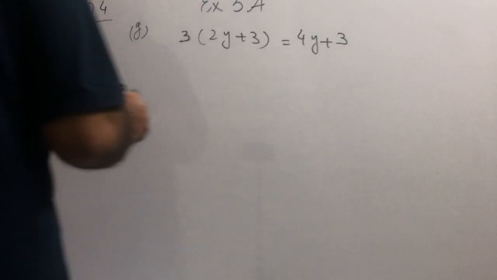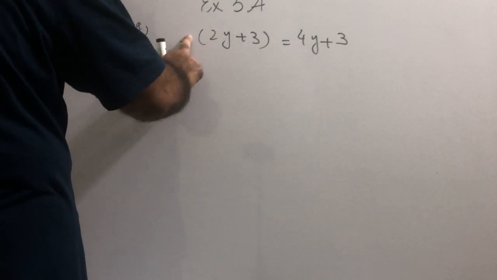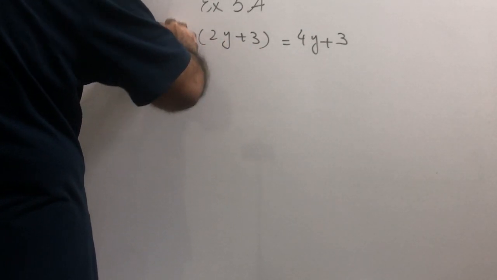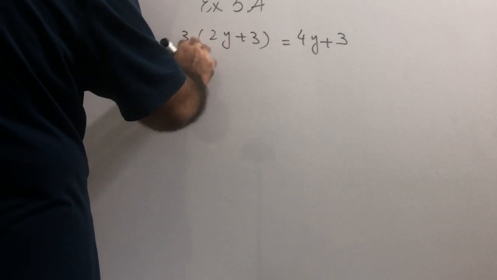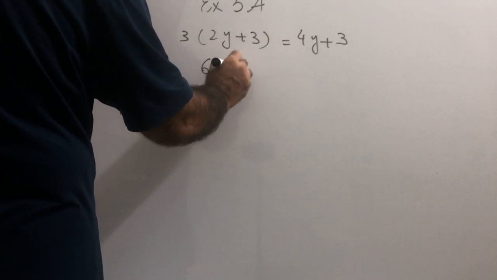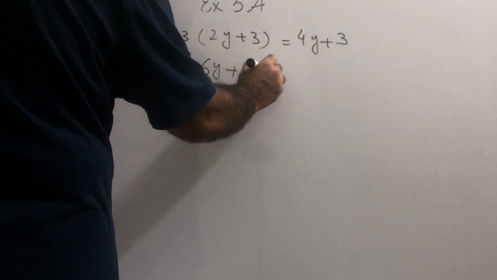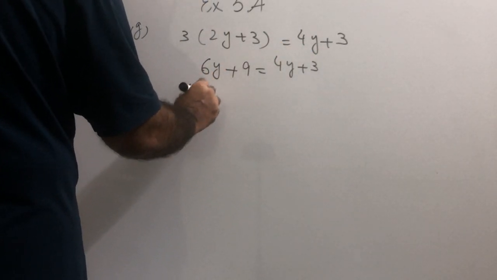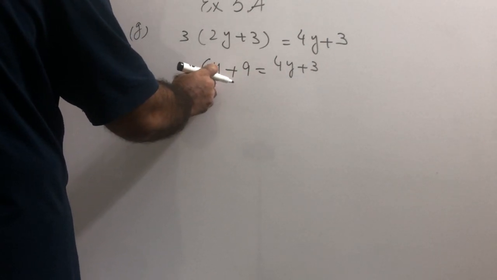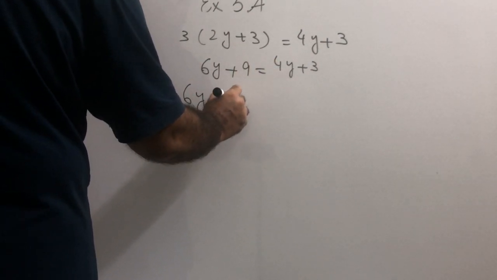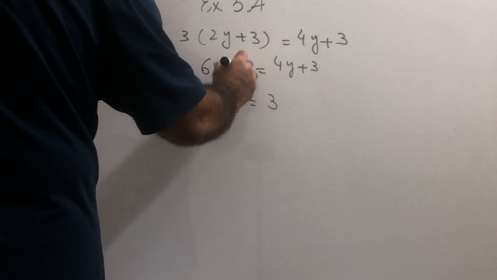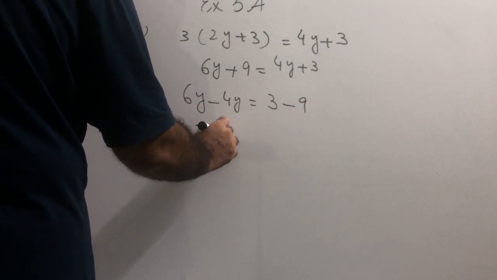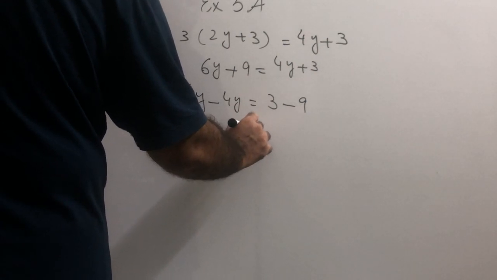First of all, we'll open this bracket. We have this 3 being multiplied inside, so we'll multiply it with all. 3 2s are 6, it becomes 6y plus 3 3s are 9, is equal to 4y plus 3. Now we have 6y, we'll bring this 4y to this side, it is plus 4y, it becomes minus 4y. This 9 will go to the other side, it becomes minus 9. 6 minus 4 is 2, 2y is equal to 3 minus 9, which is minus 6.